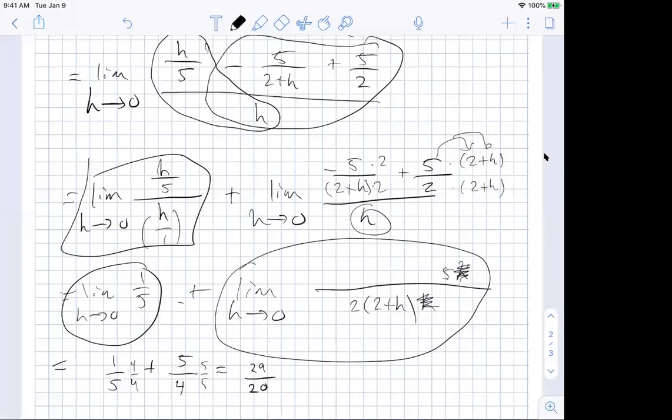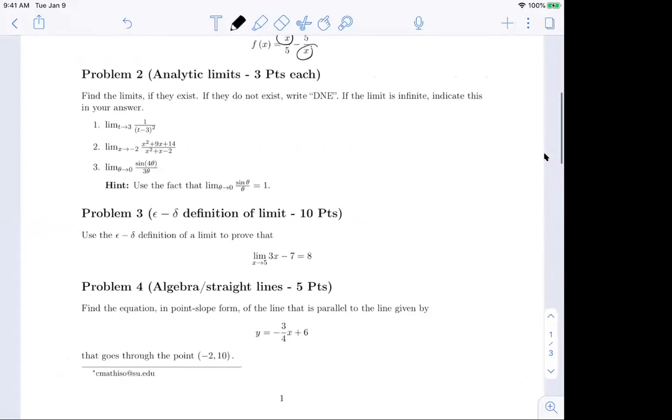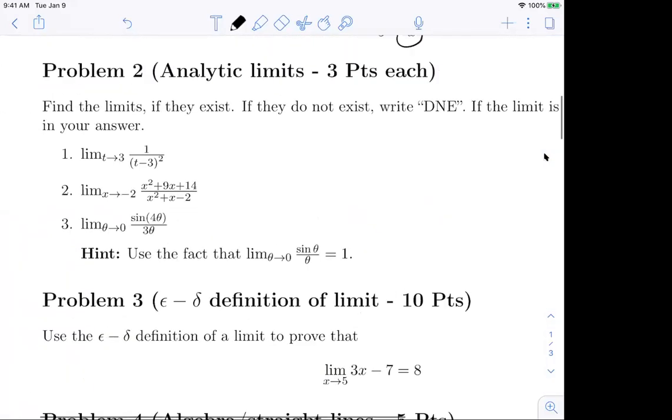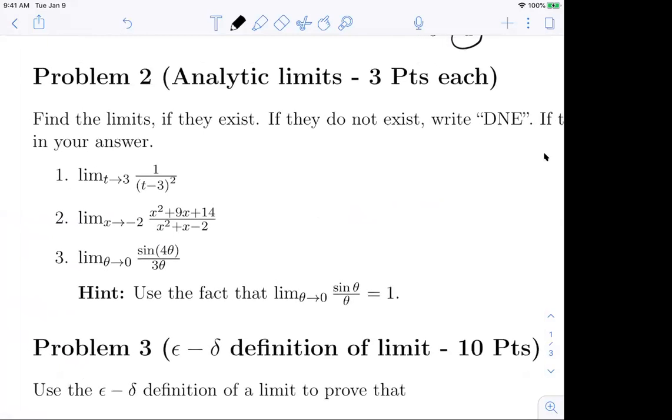So exam problem 2, analytic limits. Let's look really quick at part 1. The limit as t approaches 3 of 1 over t minus 3 squared. So what's the first thing you should try to do? Yeah, just try to plug it in, and what happens when you do that? Yeah, it's undefined, and so what did we say happened when we get something like 1 over 0?